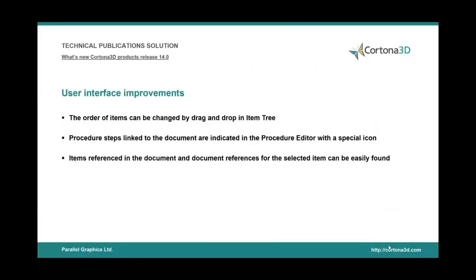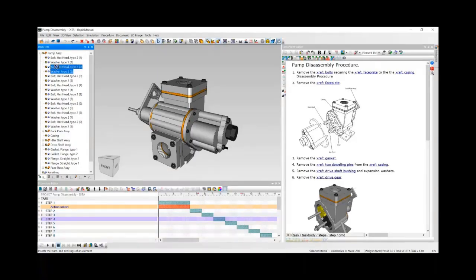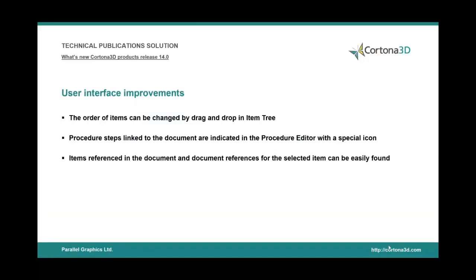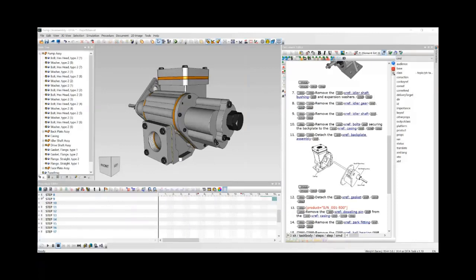Now let's look at interface improvements. The order of items within assembly item in item tree can now be changed with drag and drop method. Previously, order of items within assembly item was fixed as defined in source data. Next, a special icon is shown next to a procedure step in procedure editor if it is linked to a document step. This allows to quickly find linked and unlinked steps.